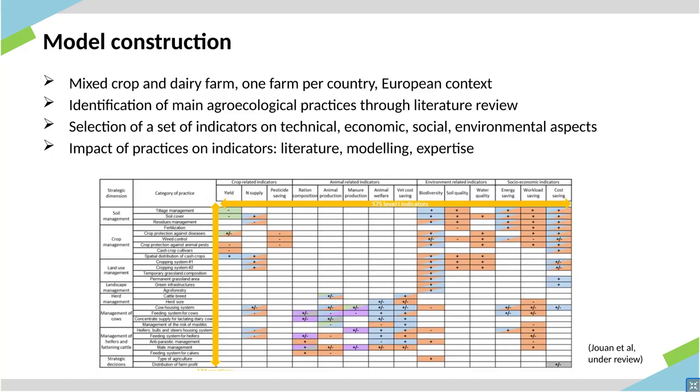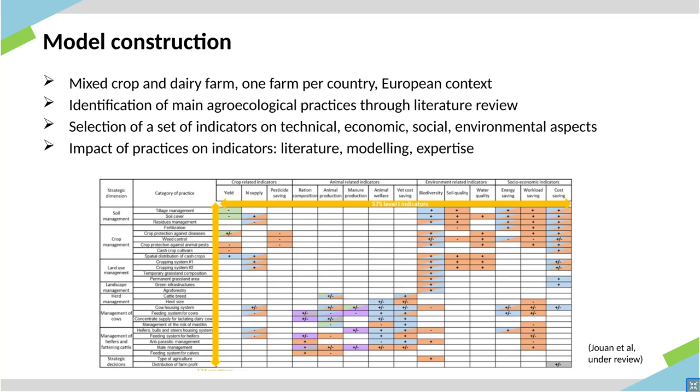How did we build this game? So the game is composed of two main parts. The first part is a scientific model, which you see here in a simple representation. The model is representing a mixed crop and dairy farm, so only field crops, grasslands and dairy cows, nothing else. And we decided to represent one farm per participating country, so four farms in the European context, because it was a European project.